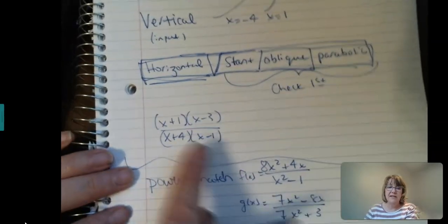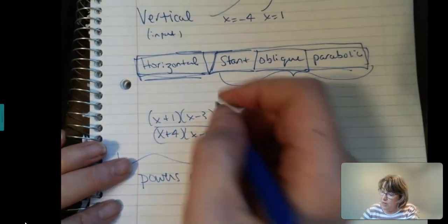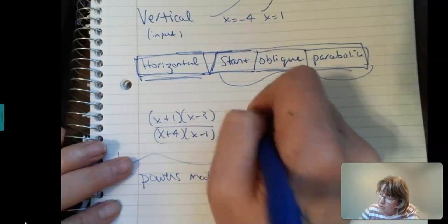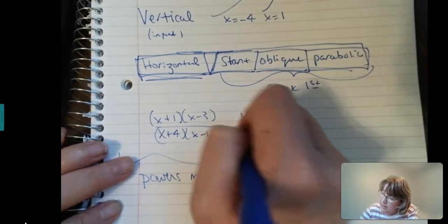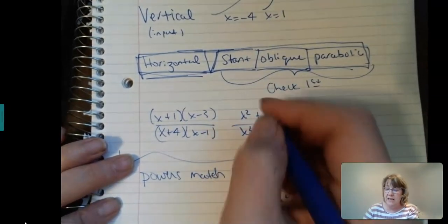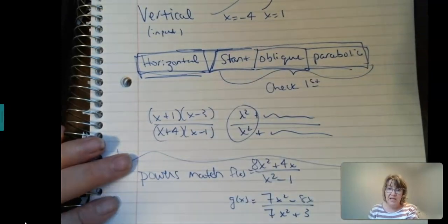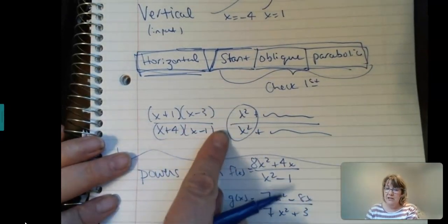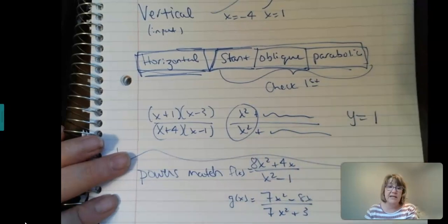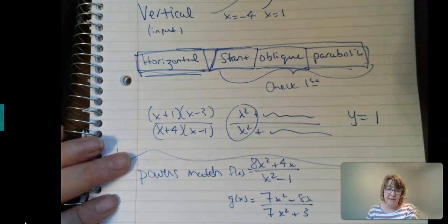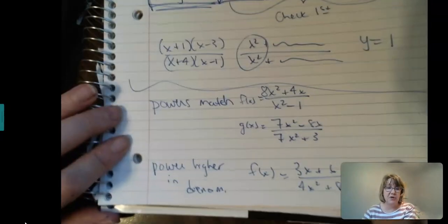All right, now horizontal. In this case, this is what I have left. So what I would do is if I multiply this out, I would get blah, blah, blah, and I would get x squared with a bunch of stuff. Again, I only care about the leading coefficients. These cancel. And so y equals 1 is my horizontal asymptote, and that's a suggestion.